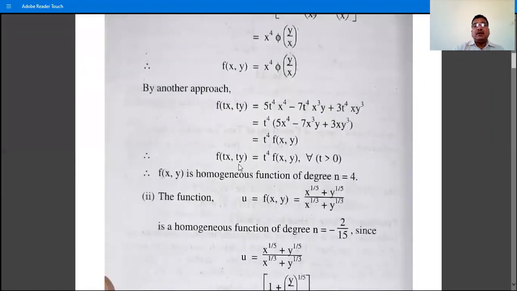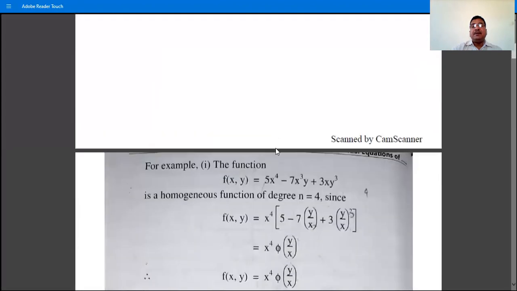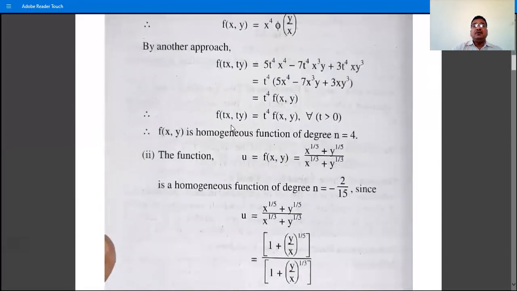And so we have the value of f of tx, ty is equal to t raised to 4 f of xy. And therefore this is expressed in the form f of tx, ty equals t raised to n f of xy. And therefore this f of xy is a homogeneous function of degree 4.